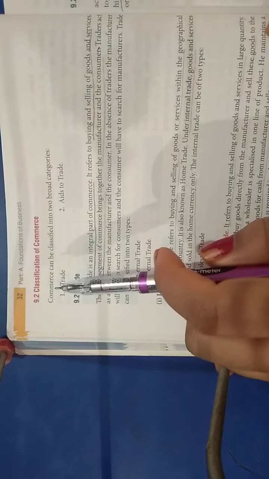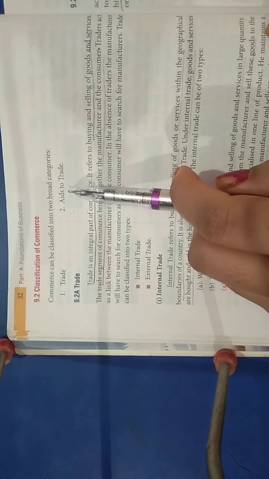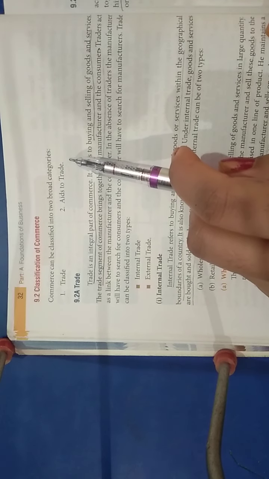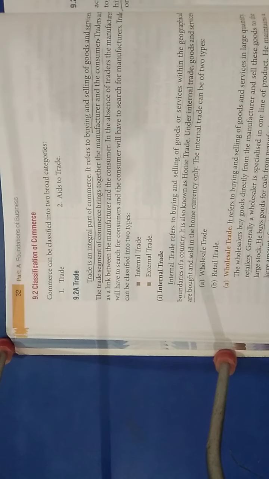So commerce is classified into two broad categories. Number one is trade, and second is aids to trade, or you can say auxiliaries to trade. Okay, so in today's video, first we will learn about trade. What is trade? We have learned that in commerce we do buying and selling of goods and services. Commerce means vyapar. Similarly, trade is also like that.